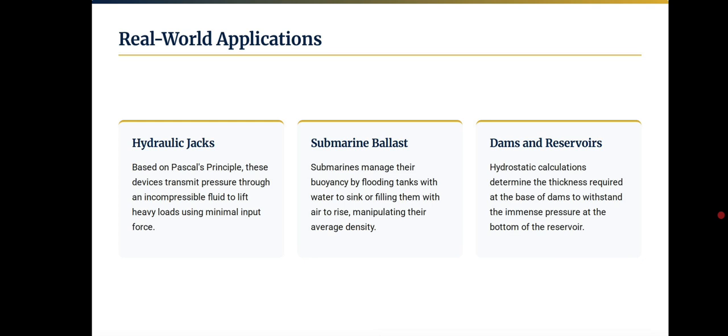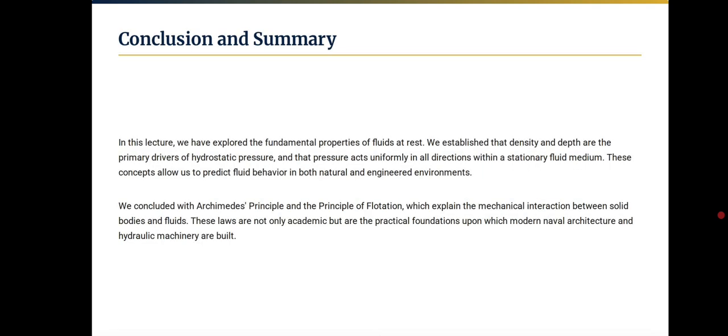Now, in conclusion, we have seen that density and depth are the main reasons why pressure exists in fluids, and we also learned that pressure acts in all directions in fluids. We also looked at how Archimedes' principle and flotation allow us to understand ships and how heavy machinery floats. These laws are the bedrock of modern engineering and naval science.